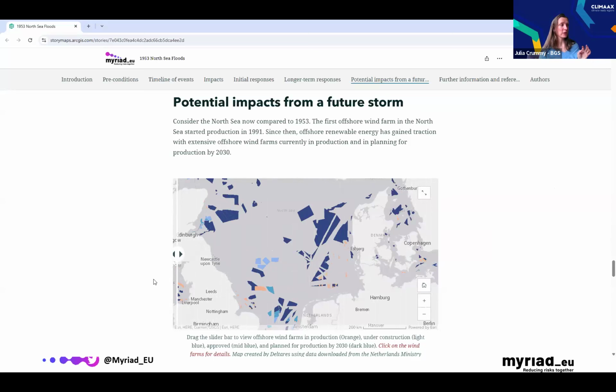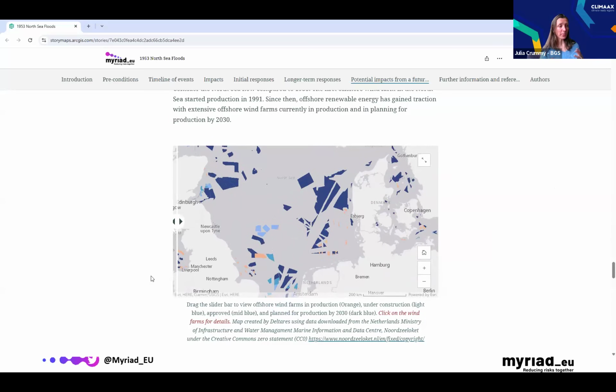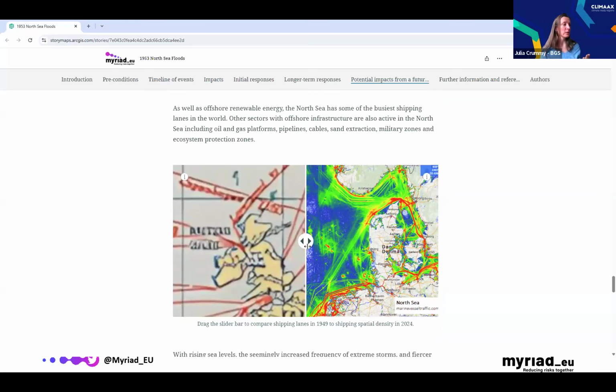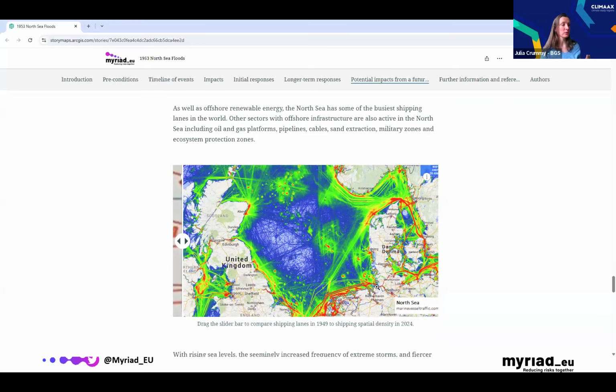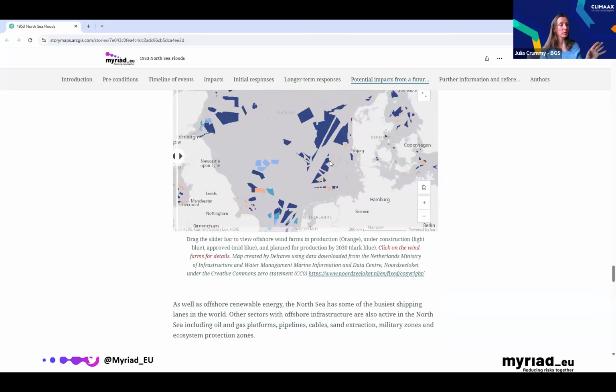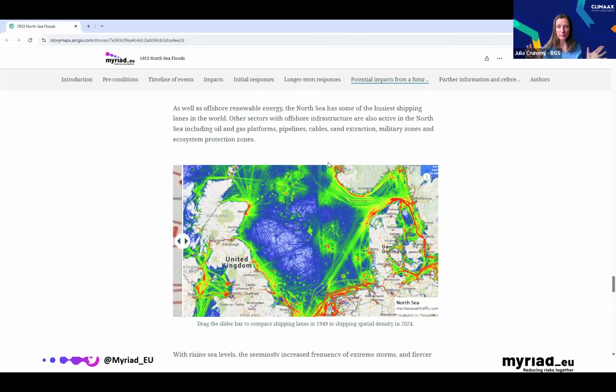In 1953, there weren't any wind farms. So if you had this huge storm event, what would the impacts be on the offshore renewable sector? But also, if we think about shipping, in 1953 there were shipping lanes, but now the spatial density of shipping in the North Sea is huge. And if you combine that with all these wind farms, you've got a huge amount of vessels and a huge amount of offshore infrastructure.